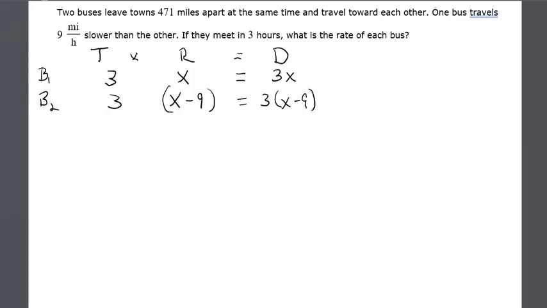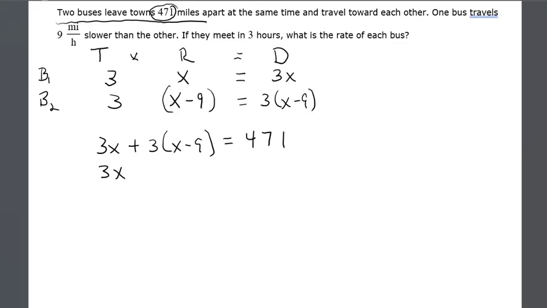Now, it says the two buses leave towns 471 miles apart. So that means the total distance traveled is 471 miles. So the distance bus 1 travels, which is 3x, plus the distance bus 2 travels, which is 3 times x minus 9, equals the total distance of 471 miles.